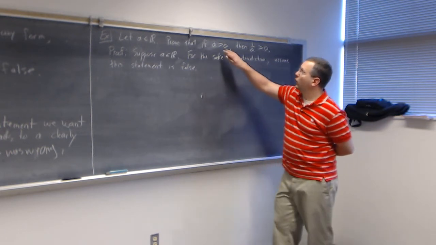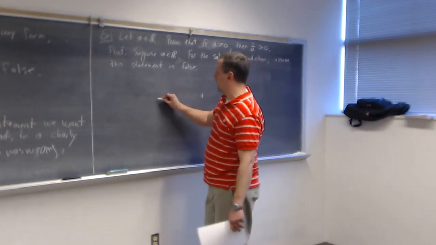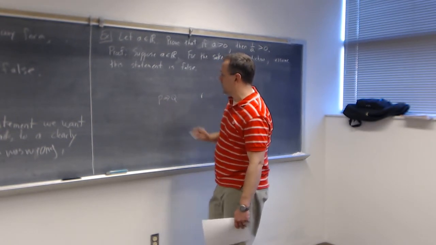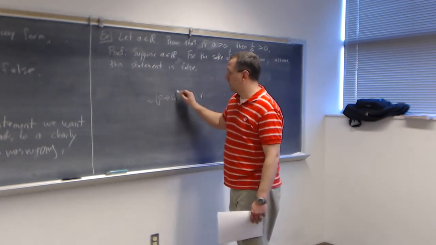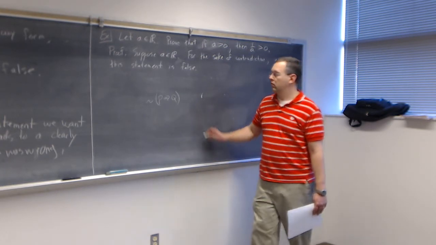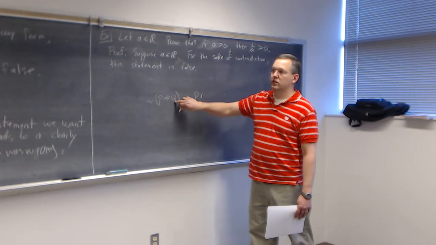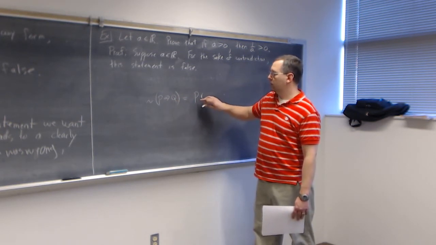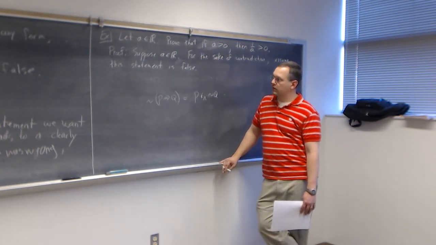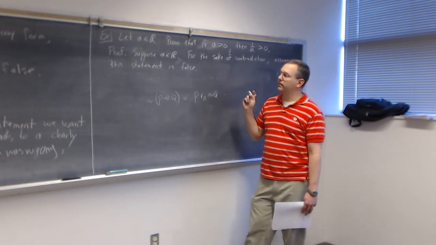If I negate this statement, I'll write this up more precisely later. But if you have a conditional statement, P implies Q, remember what statement is equivalent to the negation of P implies Q? Well, if P implies Q is not true, then P and not Q must be true. So the negation of P implies Q is logically equivalent to P and not Q. So we're going to use that here.